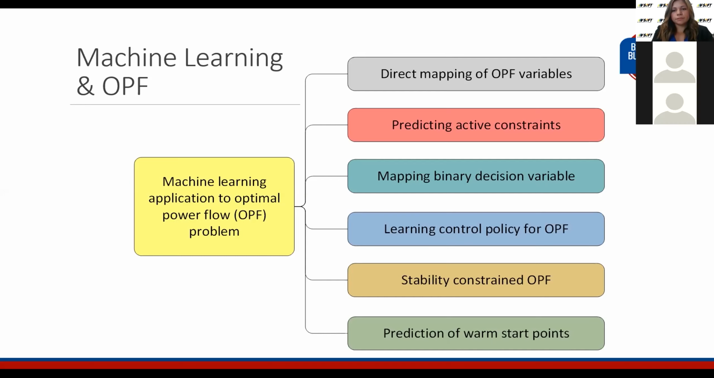Other people use machine learning as a warm start strategy for the optimization problem. They do not use the solution of the learner as a power grid solution. They use that as an initial point for solving an optimization problem. With that, we may be able to save time. We may be able to have a better initial guess for our numerical analysis and solve an optimization problem much faster than without a good initial point. These are different approaches that people are following to use machine learning for OPF.